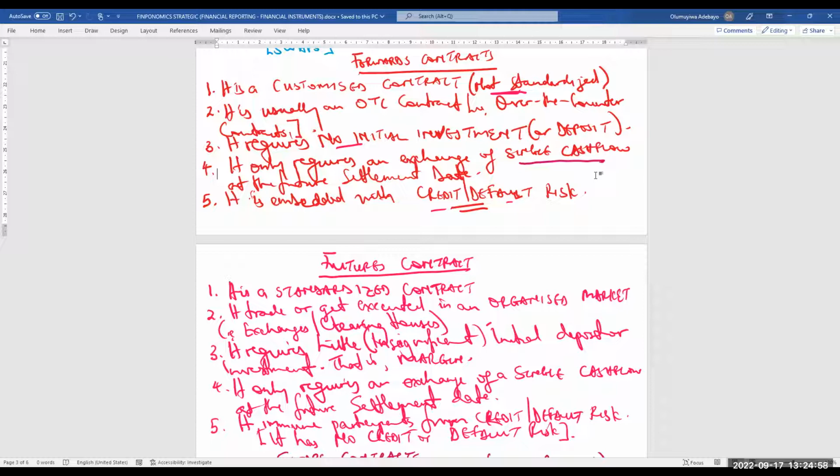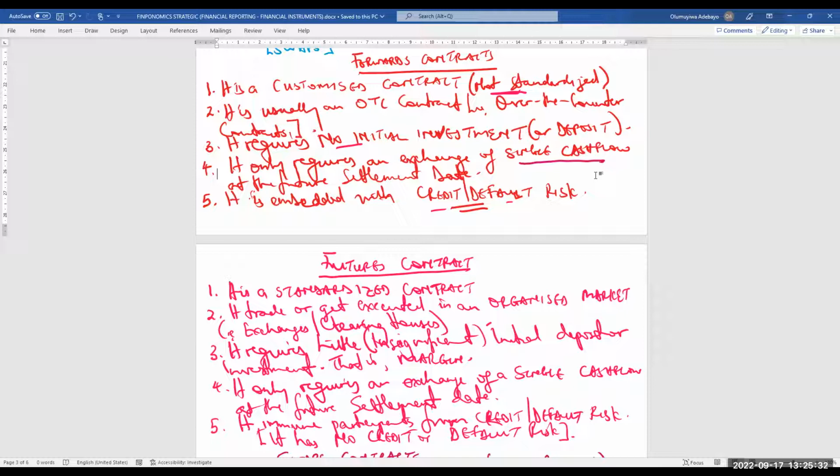And to avert this default, instead of entering into a forward contract, the instrument you can use otherwise is what we now call a futures contract. And the difference is that I can no longer deal directly with you, neither can you deal directly with me. Even in reality, you won't even know who you are dealing with. The only person you will be seeing and I will be seeing is the exchange.